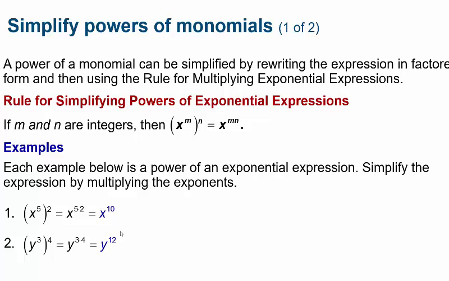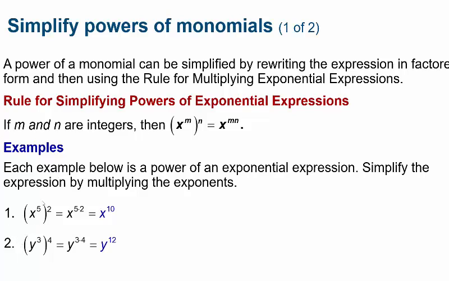If m and n are integers, then if I have x raised to the m power, which itself is raised to the n power, whenever you have a power to a power, you just multiply. So x to the m raised to the n power is just x raised to the m times n. Each example below is a power of an exponential expression. So let's simplify the expression by multiplying the exponents.